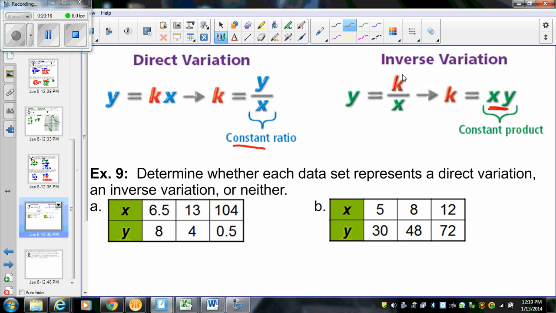So I would do 8 times 6.5, which is 52. And then I would do 4 times 13, which is 52. And then just to double check, I would do 0.5 times 104, which is also 52. So here we have a constant product. K is equal to x times y. Therefore, this is an inverse variation. Now, you try B. See if you can determine which type of relationship it is.